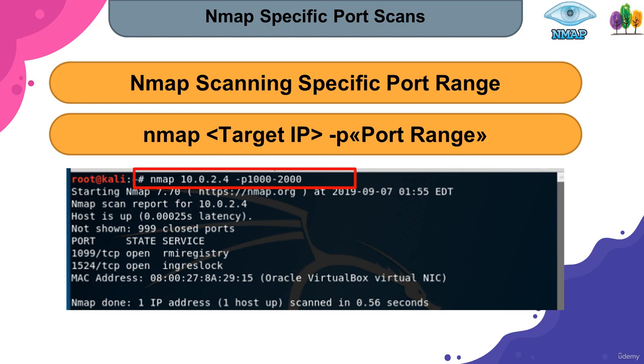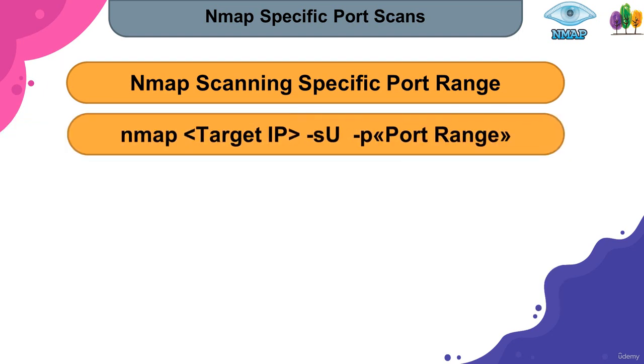Nmap also allows you to scan specific port ranges for such situations. For this, nmap -p, the port number, and press enter. Please make a note that unless you specify otherwise, our scans will be valid for the TCP ports. If we want to perform a UDP port scan, we just need to specify it on the command line. In our previous lesson, I believe we saw how to do this. To perform a UDP port scan, we just need to use the -sU parameter in the command line.